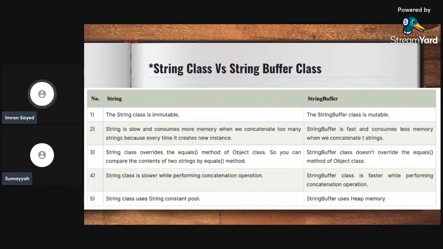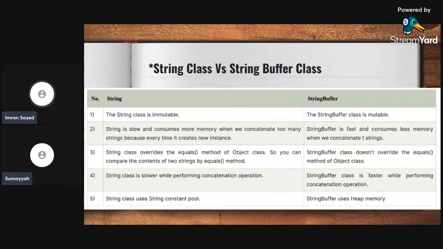String class is slower while performing the concatenation operation. It's the same thing, concatenation. String class uses the string constant pool. String buffer uses heap memory.